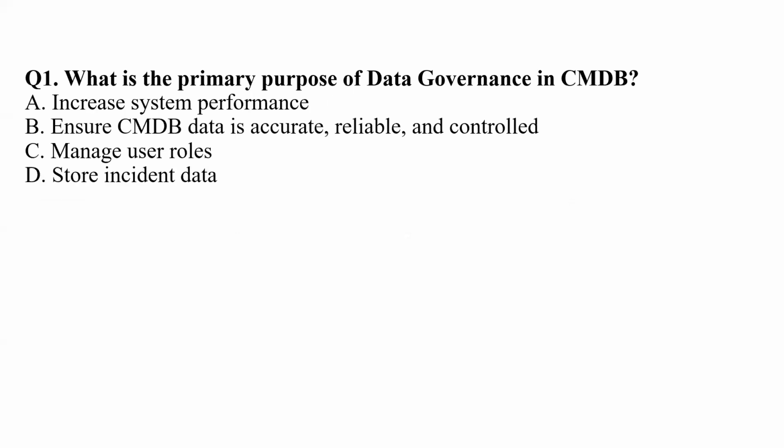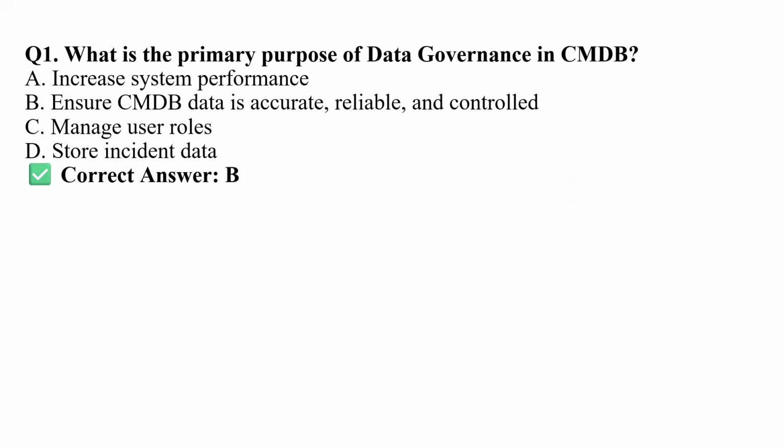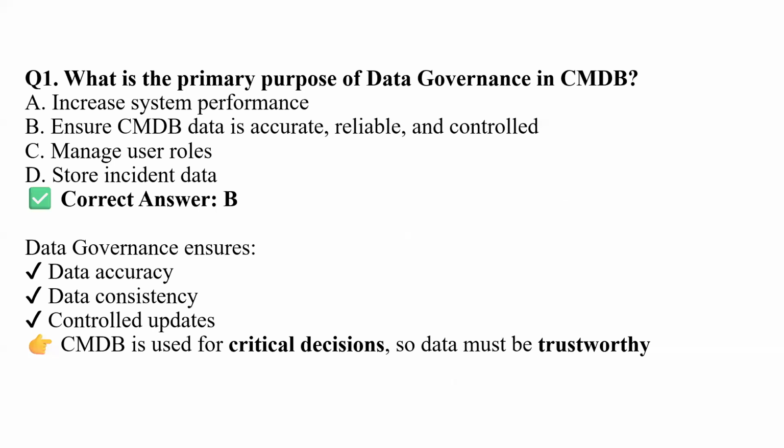What is the primary purpose of data governance in CMDB? Option A, increase system performance. Option B, ensure CMDB data is accurate, reliable, and controlled. Option C, manage user roles. Option D, store incident data. The correct answer is option B, ensure CMDB data is accurate, reliable, and controlled. So data governance ensures data accuracy, data consistency, control updates. CMDB is used for critical decisions, so data must be trustworthy.